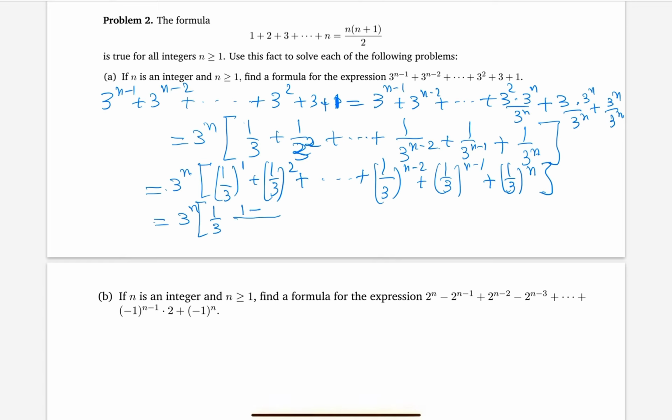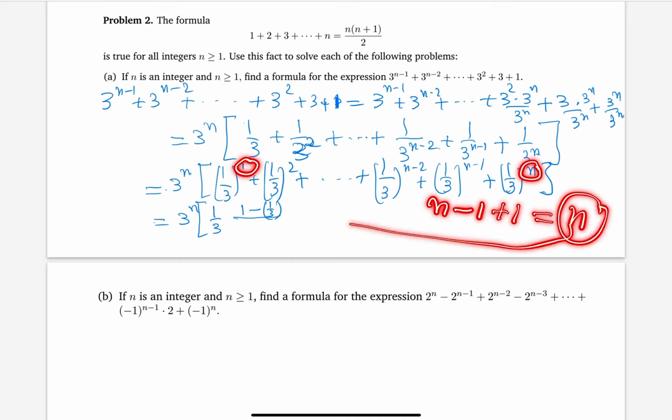1 minus the radius, times power, the number of terms is n. The number of terms is n minus 1 plus 1. And here it's just n. That's the number of terms it has to be here, on the top.